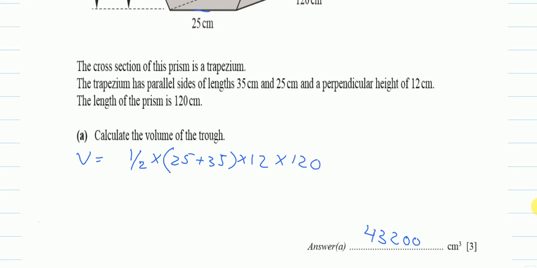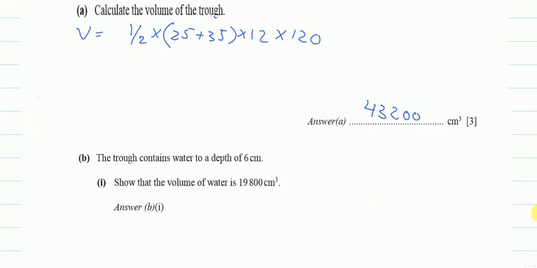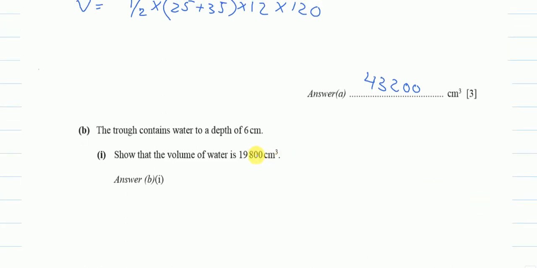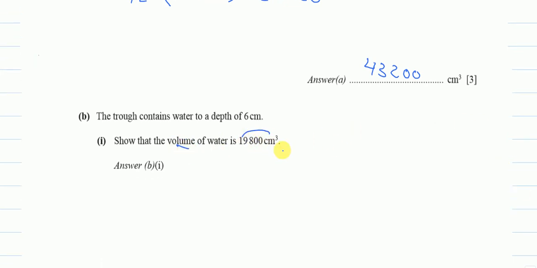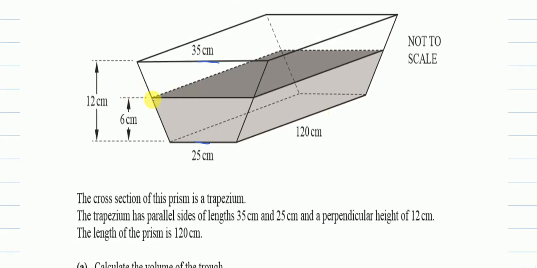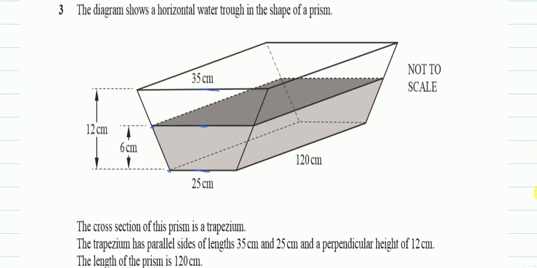centimeter cubed. Part B, the trough contains water to a depth of 6 centimeter. Show that the volume of water is 19800. So we just have to calculate the volume, and we'll eventually reach this value. This time we are calculating for the water which is up to this level, so again it's exactly the same. However, this time you will say, oh, I don't have this length, and you might think, how so? All in this question is you have to find this length. Once you find this length, it will be exactly the same as part A. That's why there are only a few marks, just 2 marks.